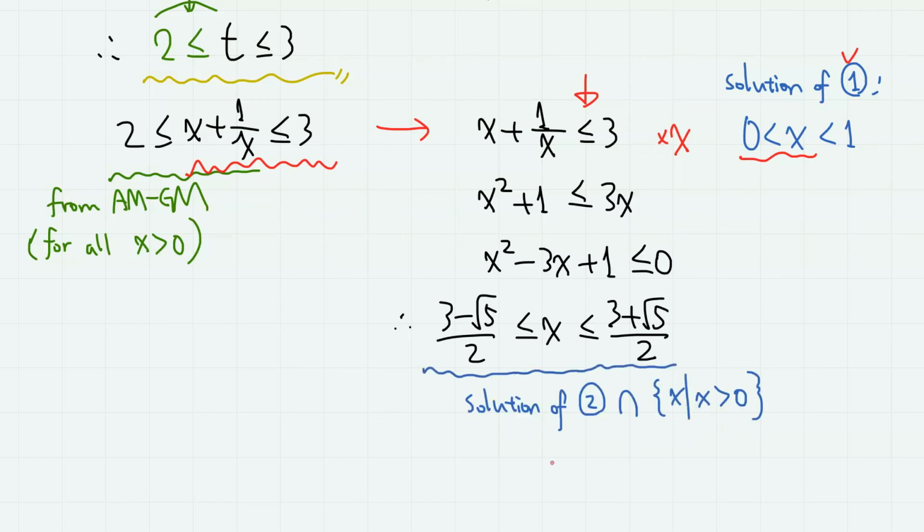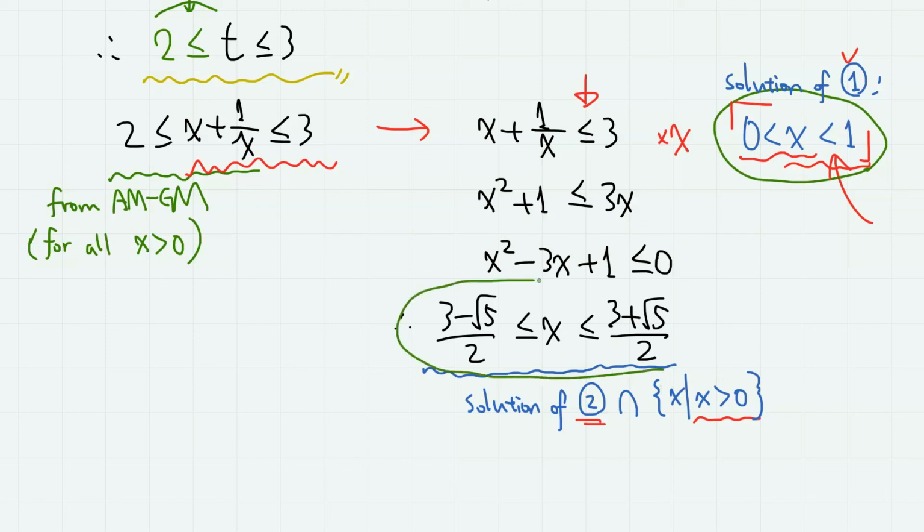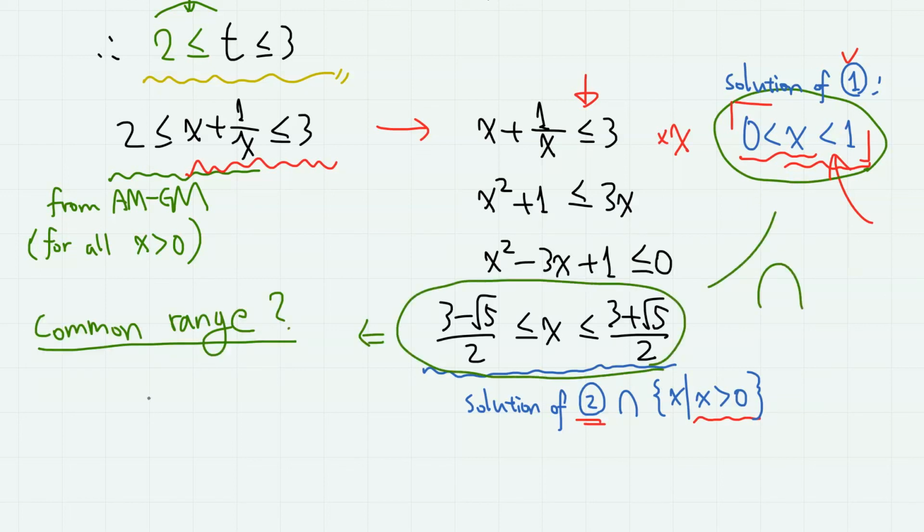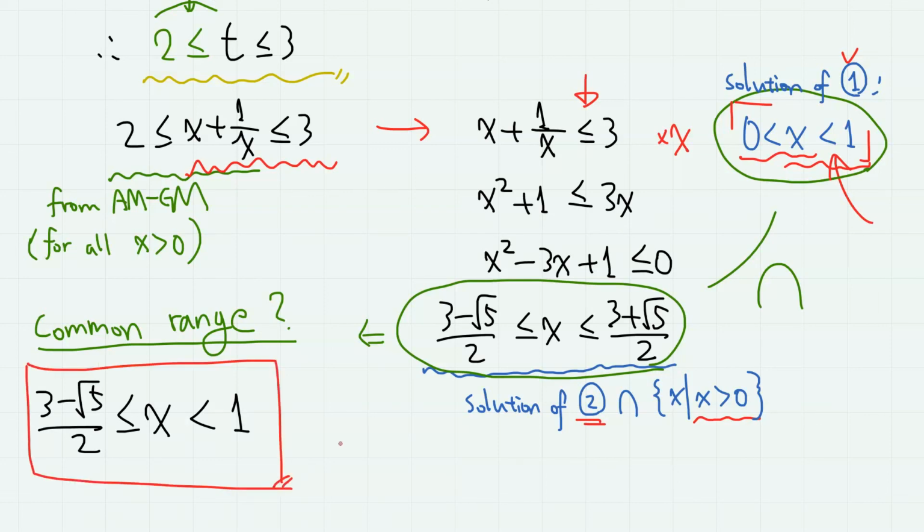Now just to be clear, this is the solution to the second inequality under the condition that x must be positive. However, the solution to the first inequality is that x must be positive and less than 1, and we haven't considered this part of the inequality when solving the second inequality, so we still have to find the common range between this and this, which is x is greater than or equal to (3 minus square root of 5) over 2 and less than 1. And this is our final answer.